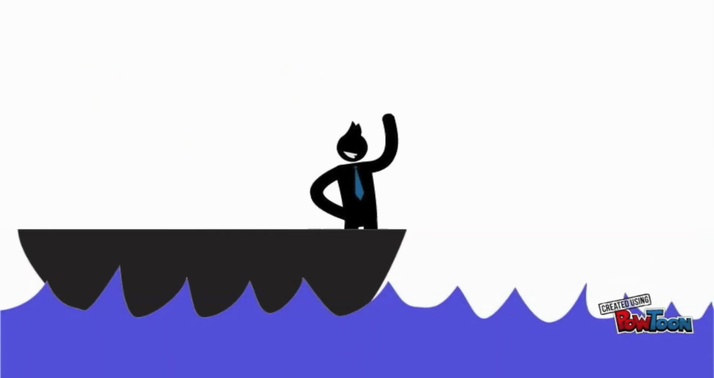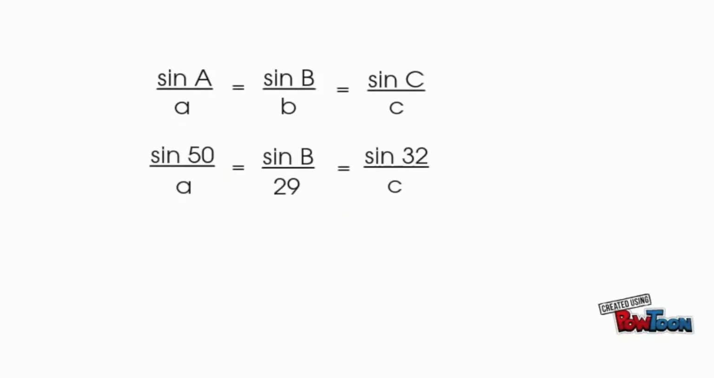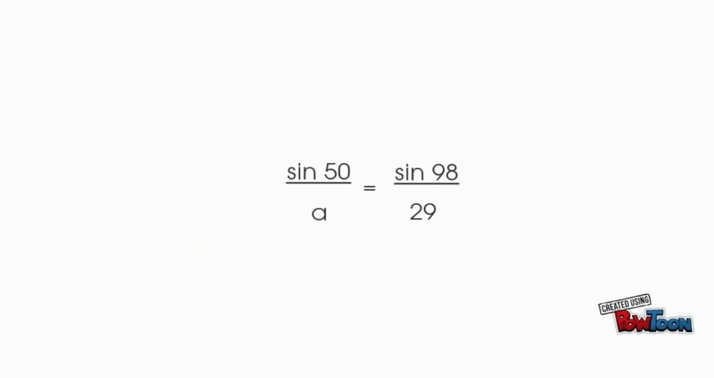Well, this is something the navigators used. It is called bearing. Now you have to find the distance from the park to your destination if your distance is 29 meters from the store. We're gonna use law of sines. We're looking for side A, angle B, and angle B is gonna be 98.